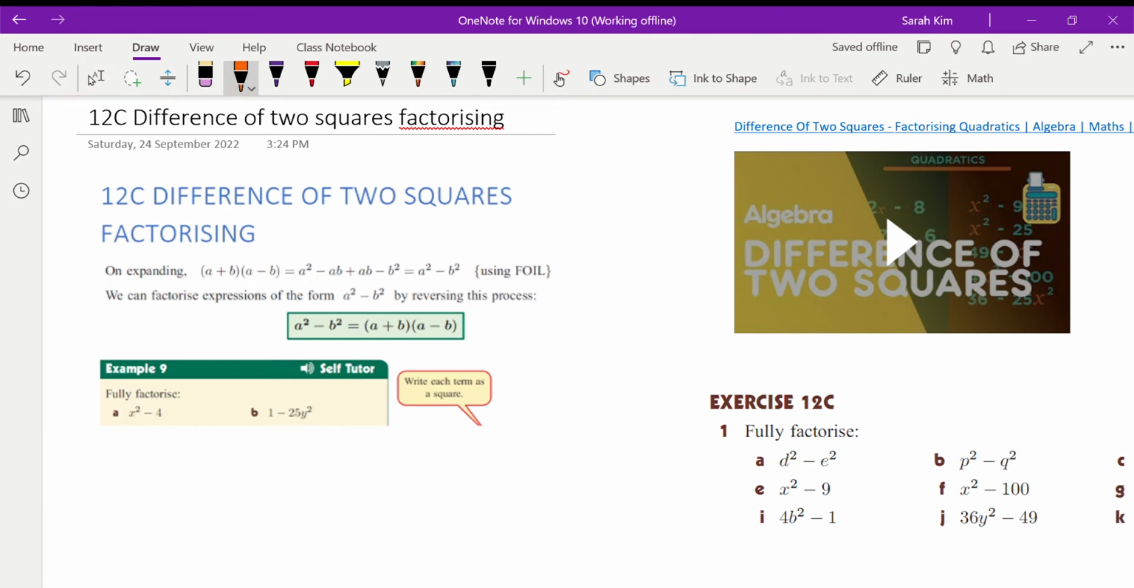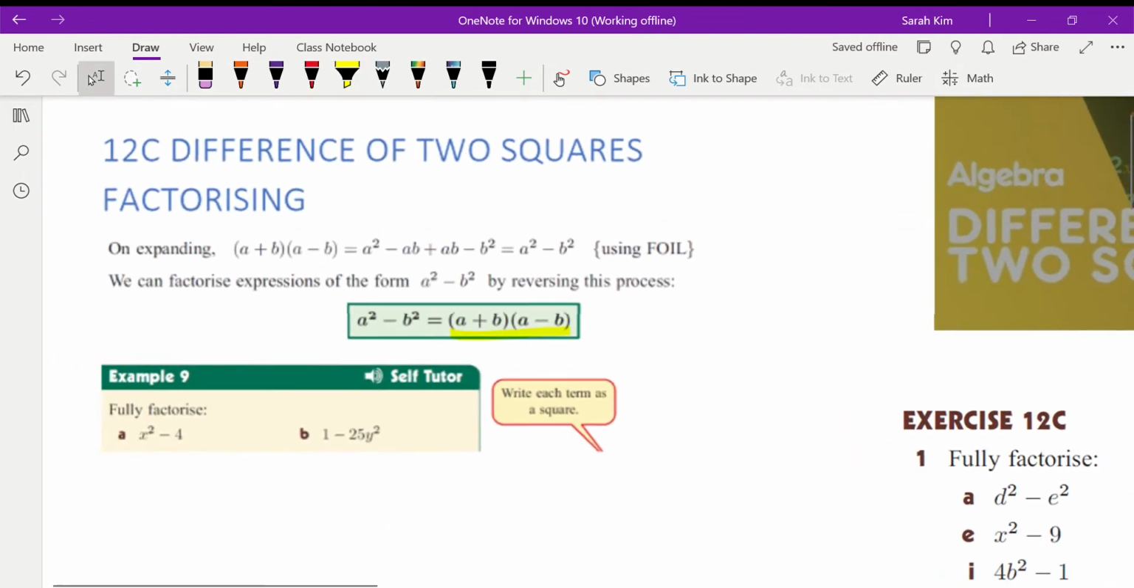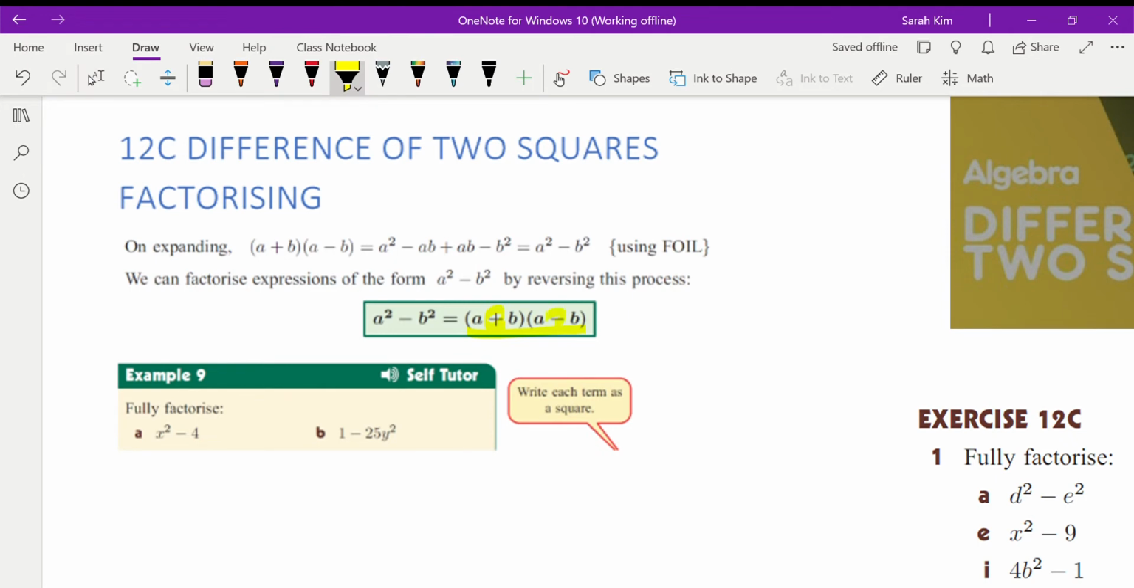Alright, for this one, you have to use the little trick that we learnt. It's called difference of two squares. So if we go back to the expanding section, you should be able to know that when we expand something that has the same symbols but different signs, A, B, same, however the plus and the minus is different, it becomes A squared take B squared. That was the rule that we learned in the expanding section.